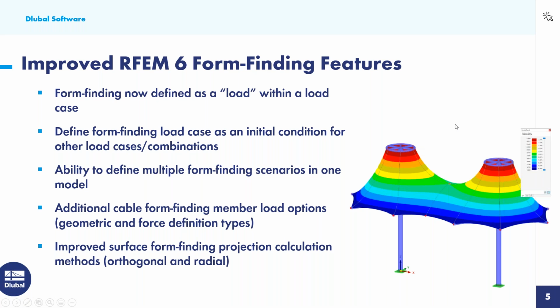To explain the improved RFEM 6 form finding features quickly, previously in RFEM 5, the form finding loads were really a function or a property of the element itself. So meaning under the surface or the member definition type, we would also apply these form finding pre-stress loads. Well, in RFEM 6, we revamped this. So now it's defined as a load within a load case. We thought this made a little bit more sense with the workflow.